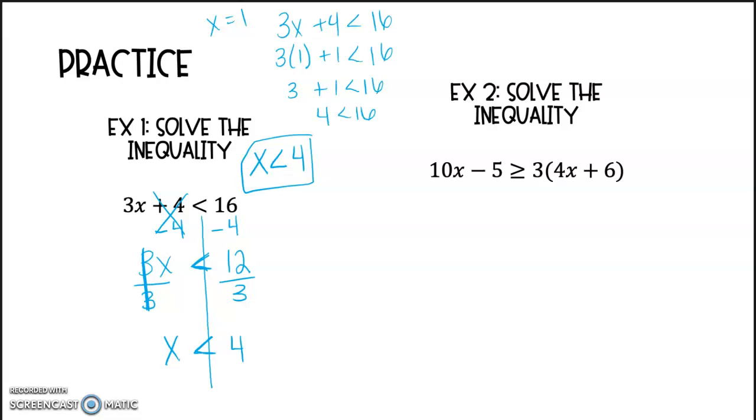4 is definitely less than 16, so we did good. Our inequality is true. So that's going to ring true for any number smaller than 4. So we did good. That is our final answer.